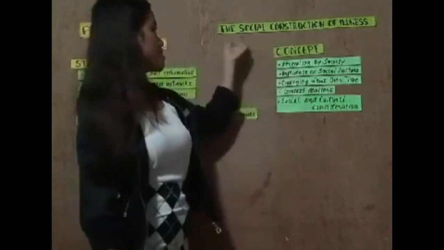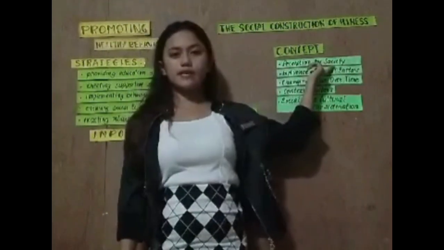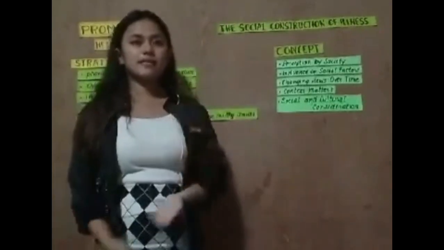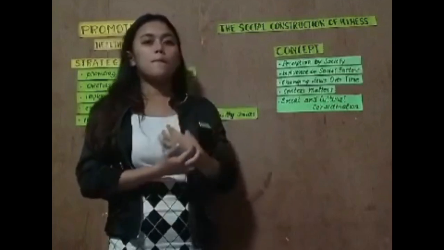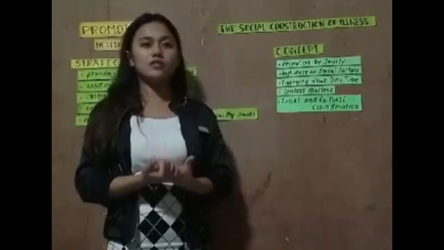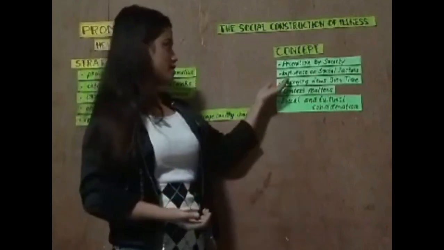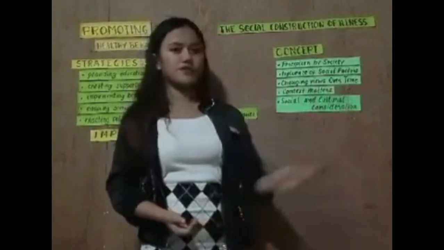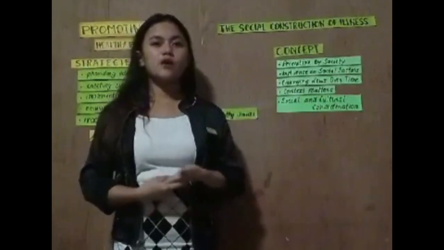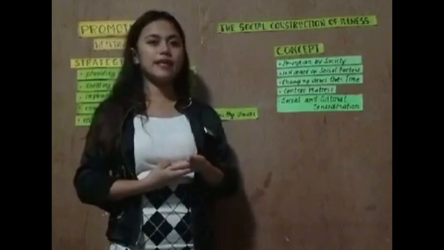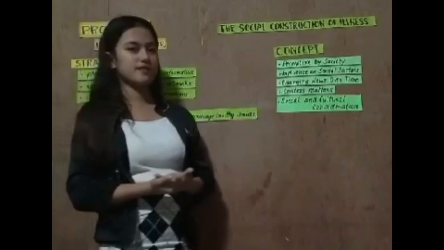The concept of the social construction of illness. First is the perception by society. Illnesses are not solely biological but are also shaped by how society defines, interprets, and responds to them. Next is the influence of social factors. Factors such as culture, stigma, socioeconomic status, and access to healthcare influence how illnesses are understood and experienced.